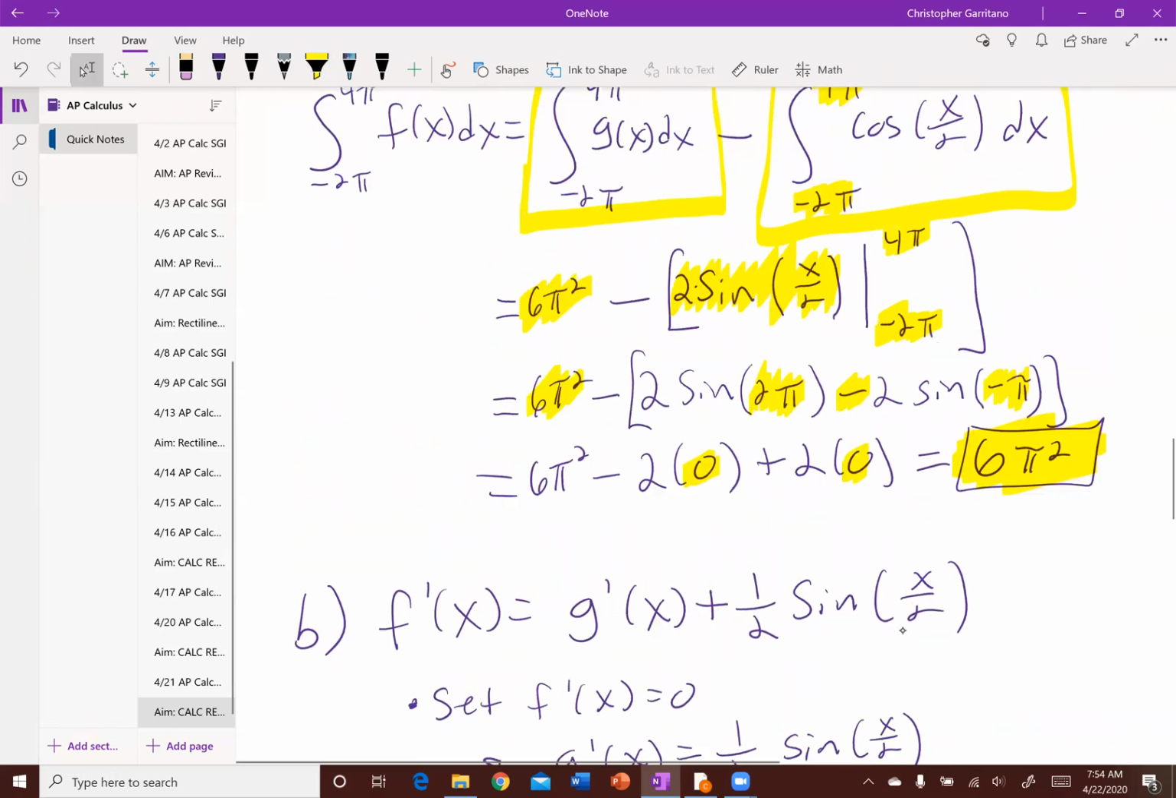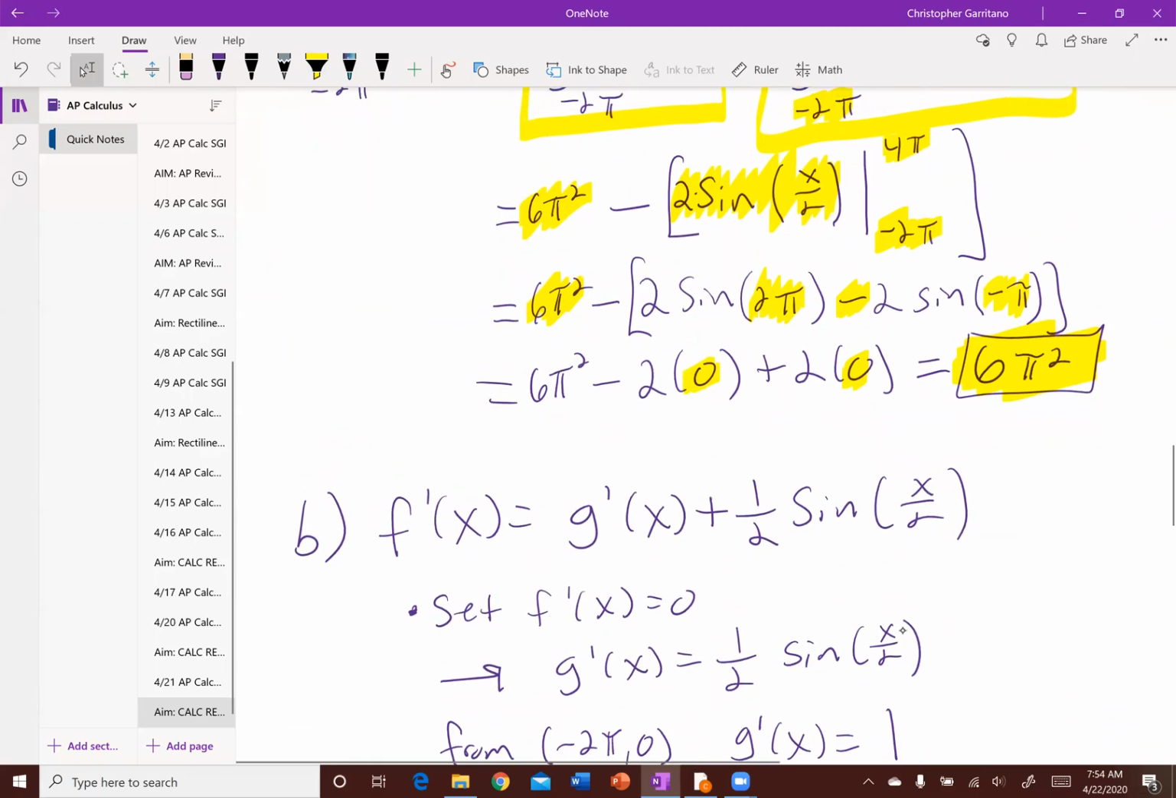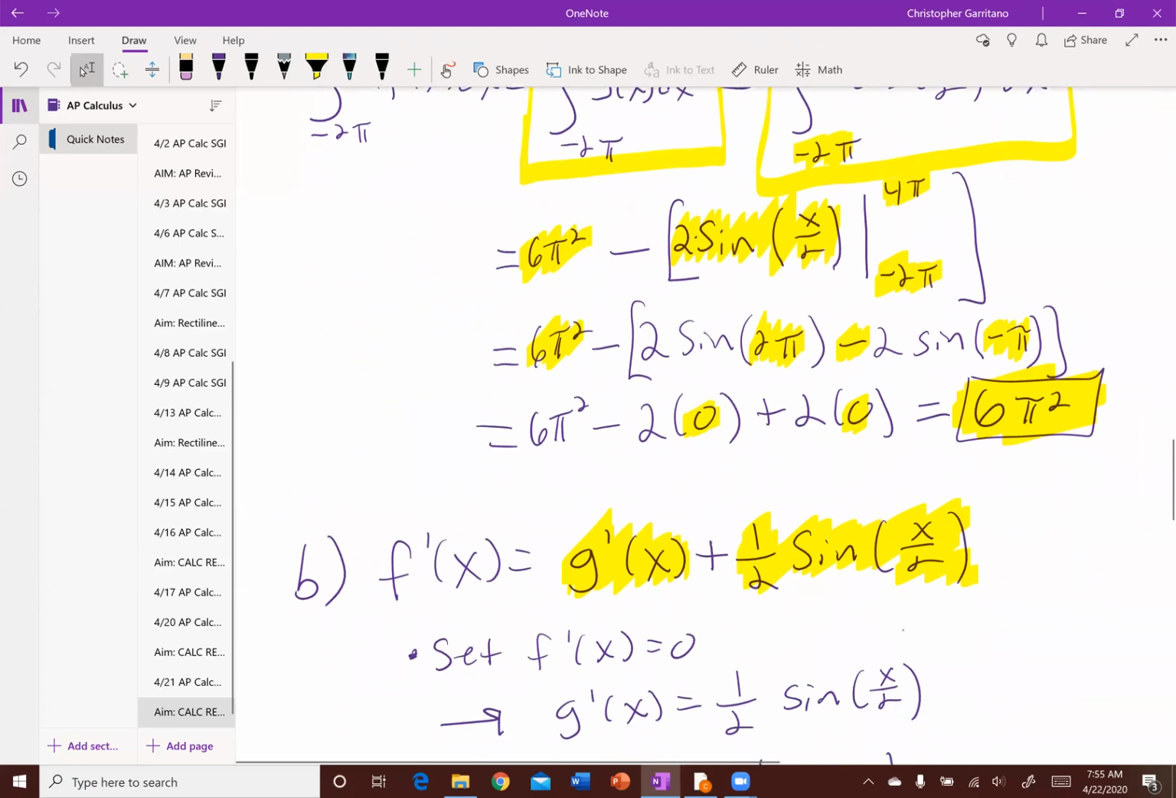Well, based on the definition of f, which is g of x minus cosine of x over 2, that means f prime is equal to g prime of x minus, plus 1/2 sine x over 2. This piece here, the 1/2 sine x over 2, that's the chain rule, of course. The derivative of cosine of x over 2 is negative sine x over 2 times 1/2. So it's the derivative of the outer evaluated at the inner times the derivative of the inner.